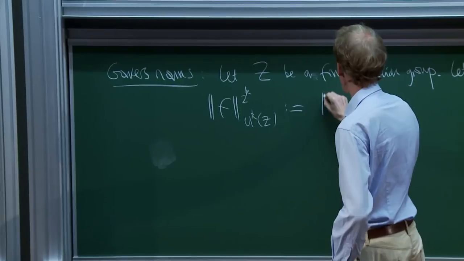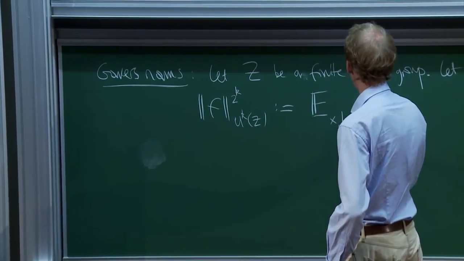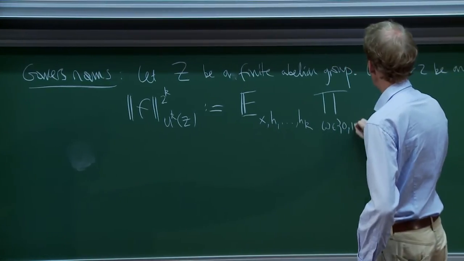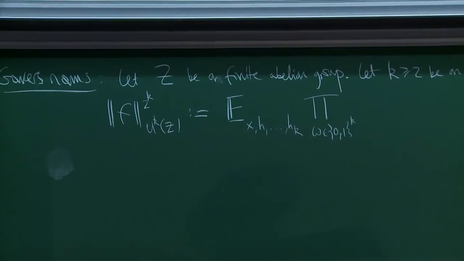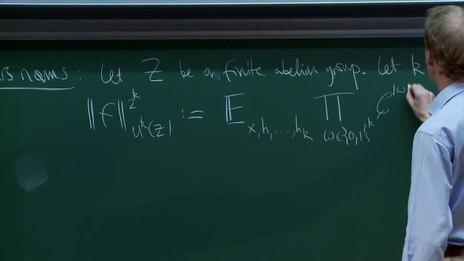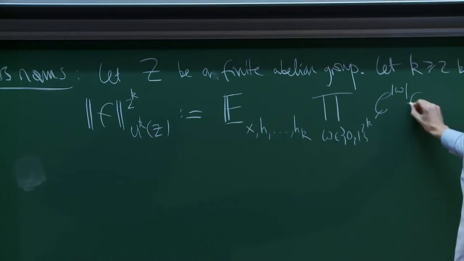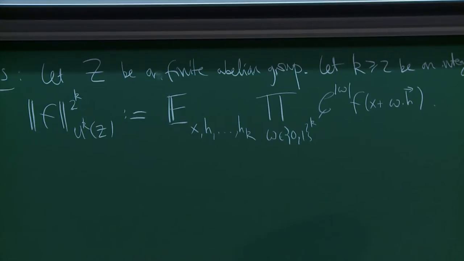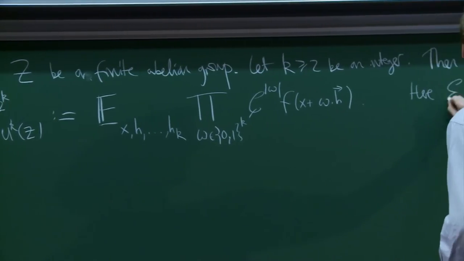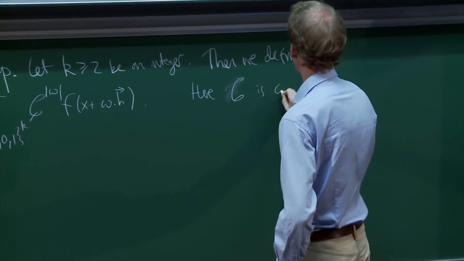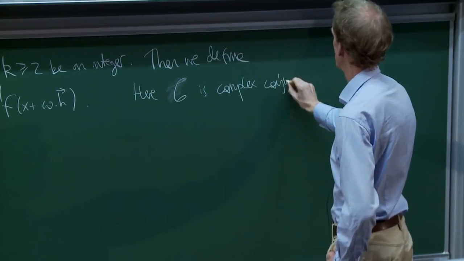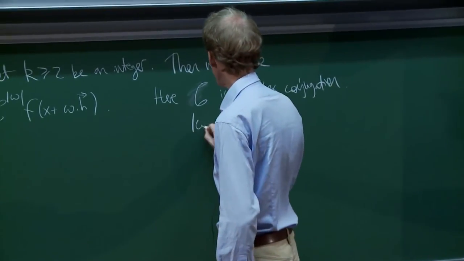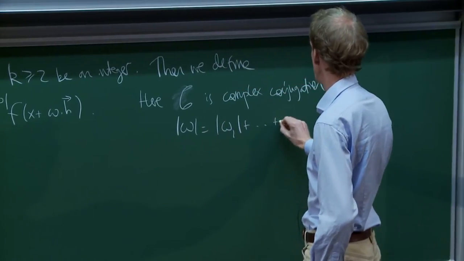is defined to be this average, so the average over x and then over h1 up to hk of the product over omega, where omega ranges over the k-cube, {0,1}^k, of, and I'll explain this in a moment, curly C to the |omega| f of x plus omega dot h. So here curly C is just complex conjugation. And |omega| is just the sum omega 1 plus up to omega k.